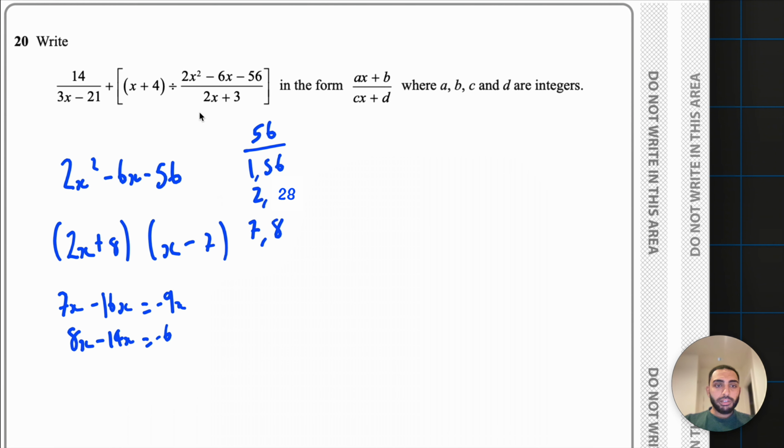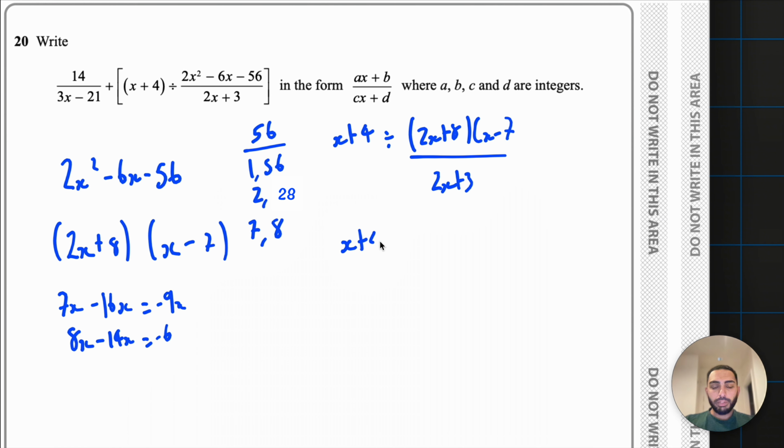Now that I've factorized this bit, I'm going to rewrite just this bit out. So I've got x plus 4 being divided by the quadratic that's been factorized, so (2x plus 8)(x minus 7) over 2x plus 3. So how do we divide fractions? We keep the first one, we flip the second one, and we change this to a multiply. So I'm going to rewrite this as x plus 4 multiplied by 2x plus 3 on the top this time, over (2x plus 8)(x minus 7).